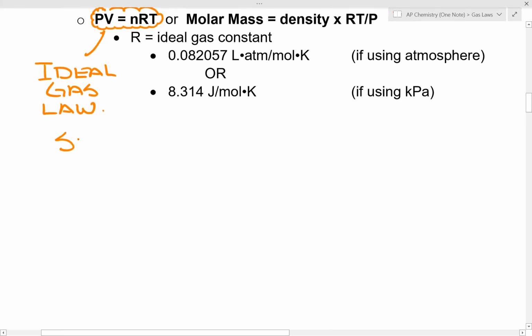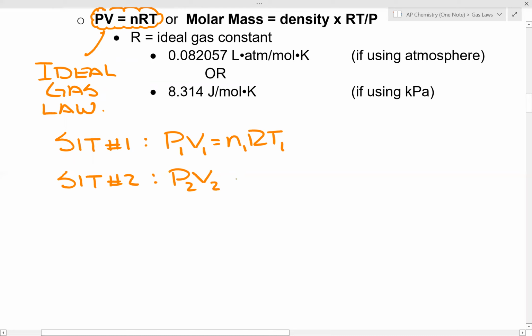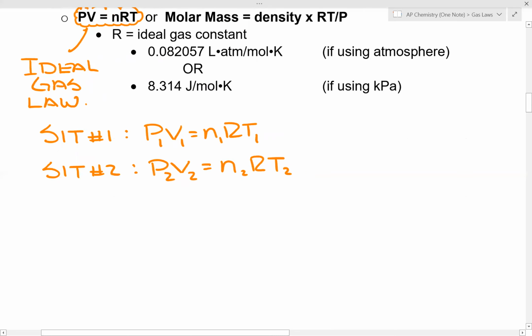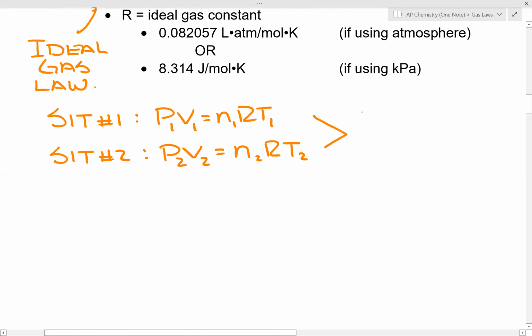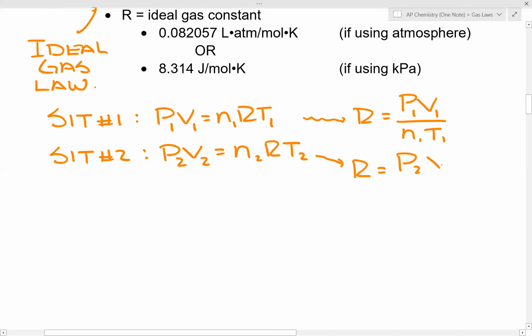Again, if we had situation number 1, we would have PV is equal to nRT. And if we had situation number 2, we would have P1, V1, N1, T1, P2, V2 is equal to N2, RT2. Now, if the R's are constant, we can manipulate this. So R will be P1, V1, all over N1, T1, and this one would be R is equal to P2, V2, all over N2, T2.